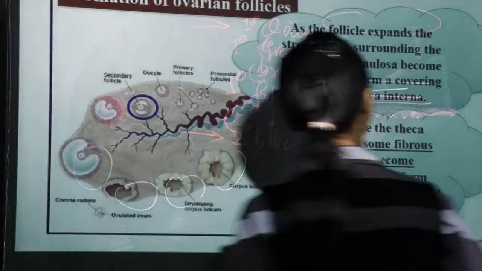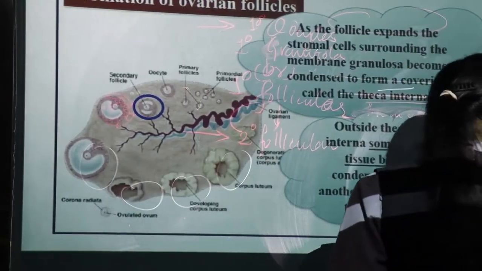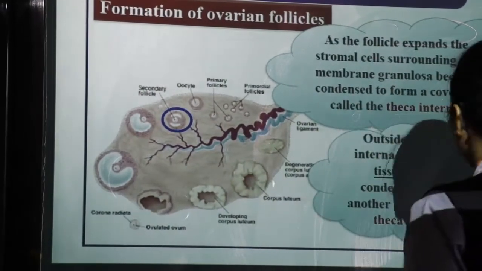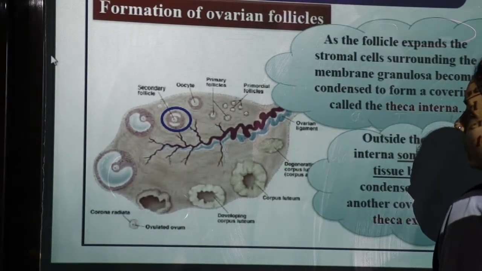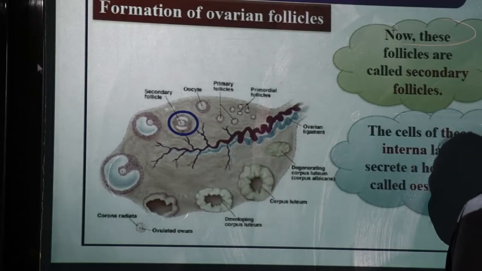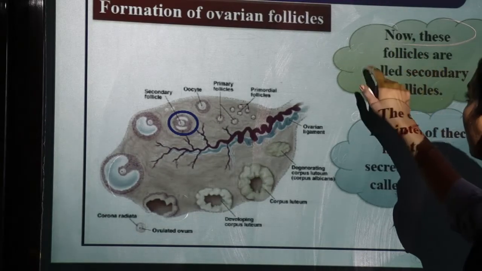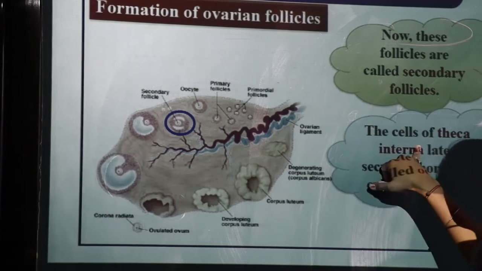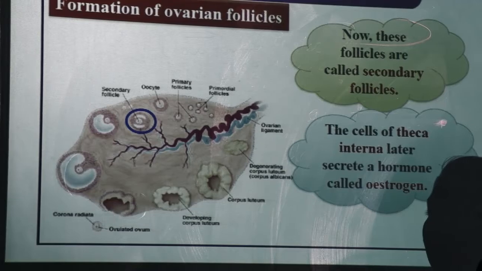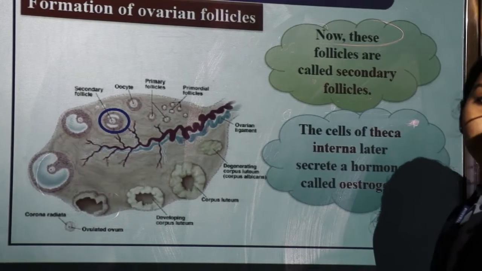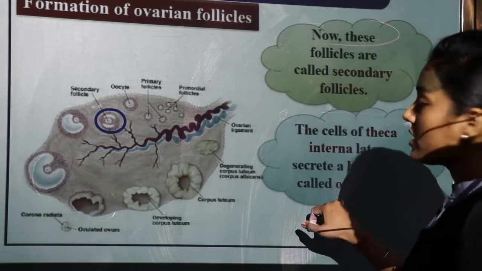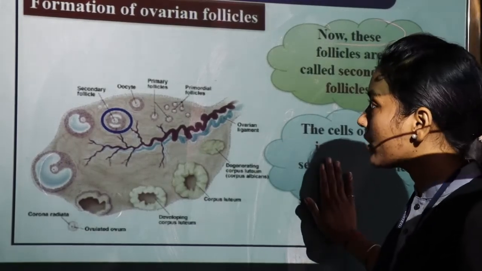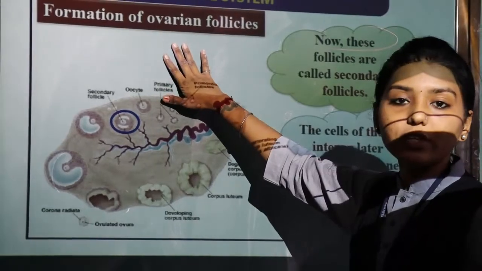Okay, next thing, if you see, I will write the steps later on. First see with the diagram what changes are occurring. See over here, now the follicles are called secondary follicles. Then these cells of theca interna later secrete a hormone called estrogen. Estrogen is a female hormone, released during formation of the ovarian follicle.